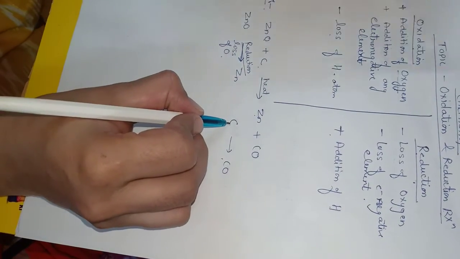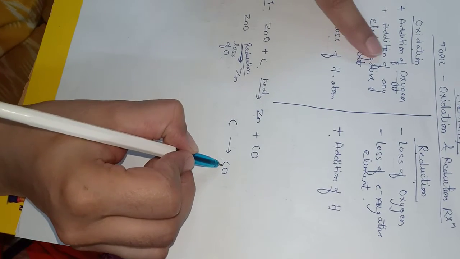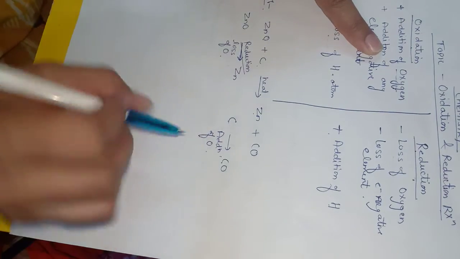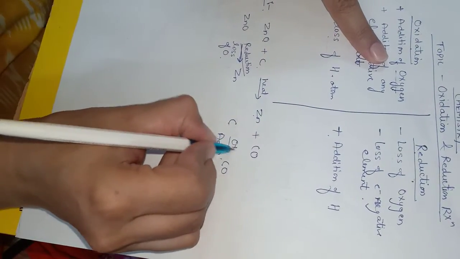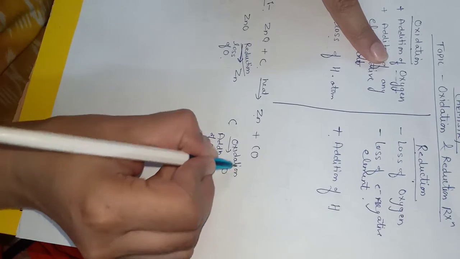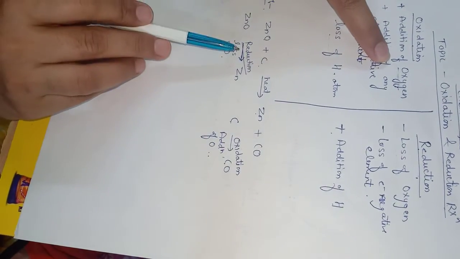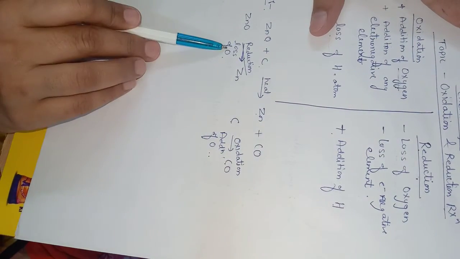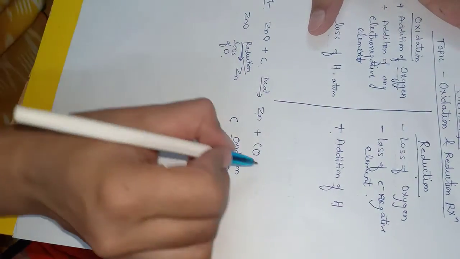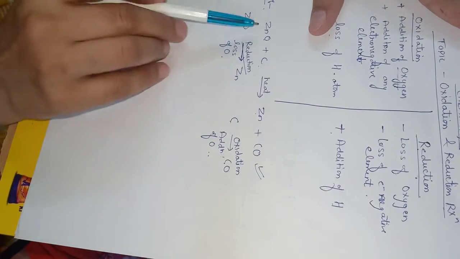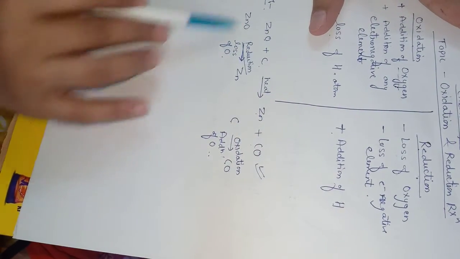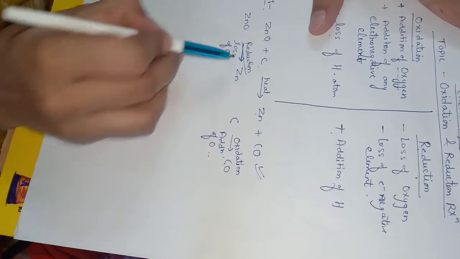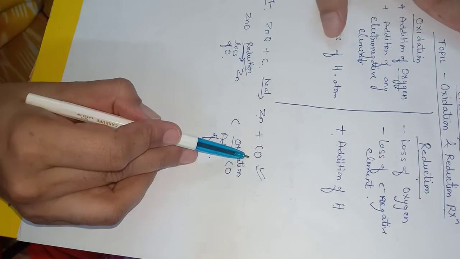In case of carbon, when carbon converts into carbon monoxide, addition of oxygen takes place, and addition of oxygen is oxidation. This is the oxidation reaction and this is the reduction reaction. These two are examples of oxidation and reduction. But in this reaction we have both oxidation as well as reduction. These two reactions are the parts of it: this is the reduction half reaction, this is the oxidation half reaction.